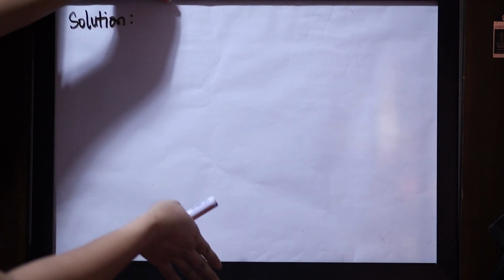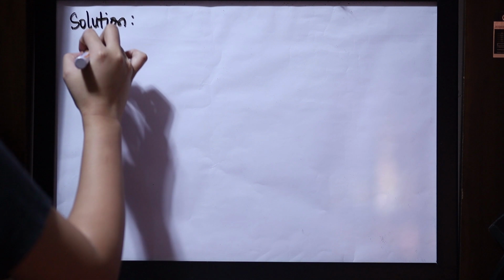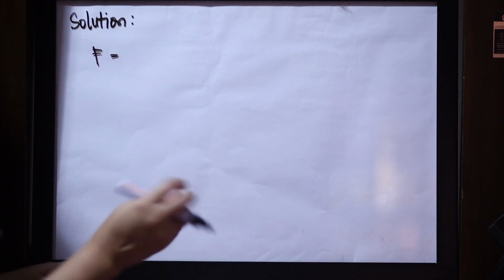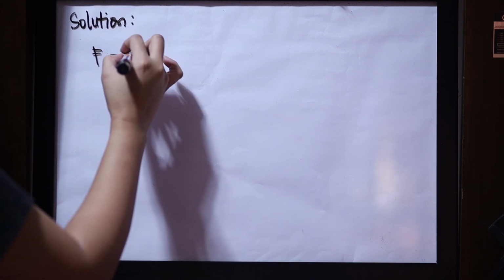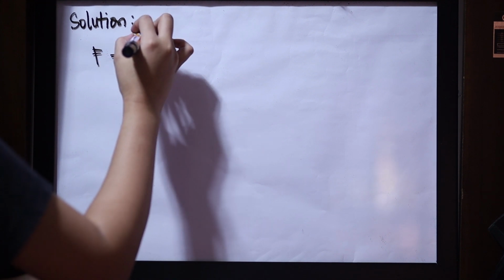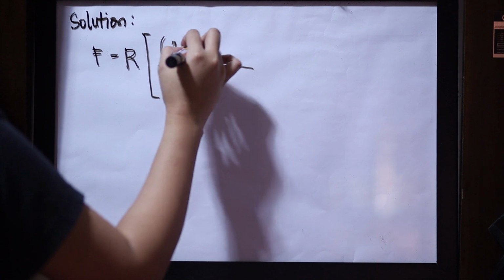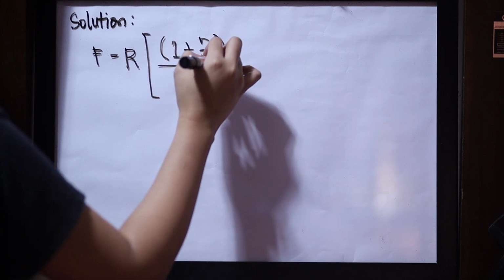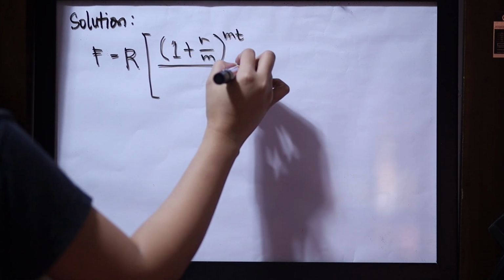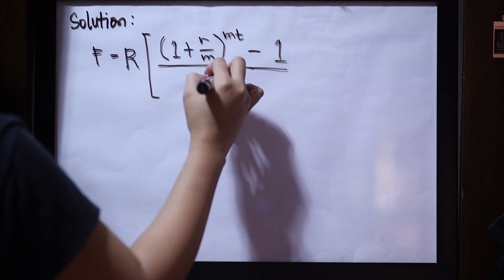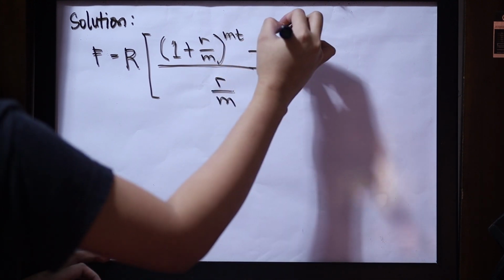Let's just recall the formula that we're going to use for the future amount. Pero kahit hindi nyo naman na ito isulat in the solution, okay lang. So, first, we have R, and then the quantity of 1 plus R over M raised to M times T, or T times M, minus 1, all over R over M.